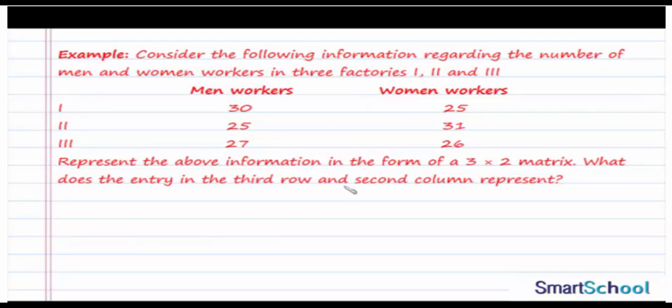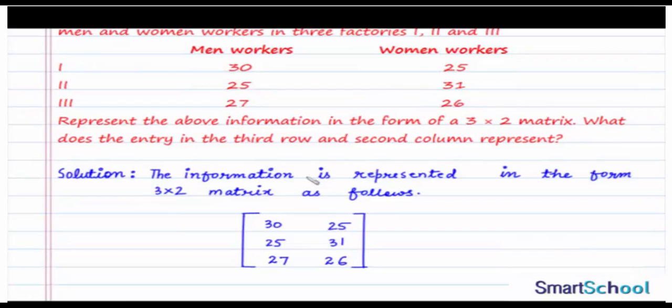So what we have to do in the question is, we have to represent the above information in the form of a 3 by 2 matrix, and also we have to tell what does the entry in the 3rd row and the 2nd column represent. So let us solve this question first. The information is represented in the form of a 3 by 2 matrix as follows. The entries of the matrix are 30, 25, 25, 31, 27, 26.